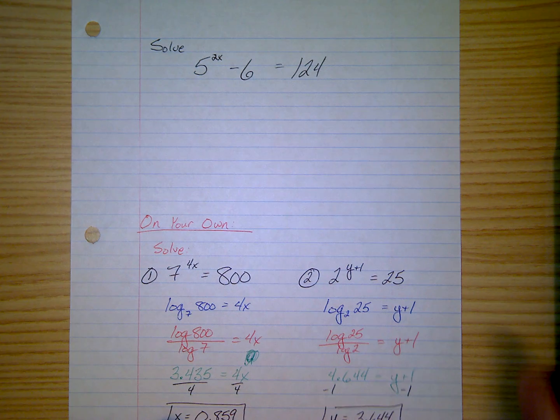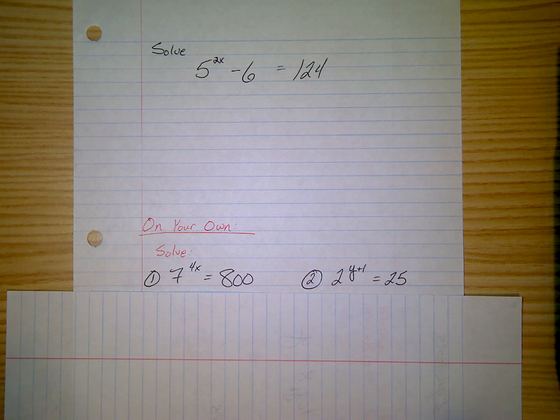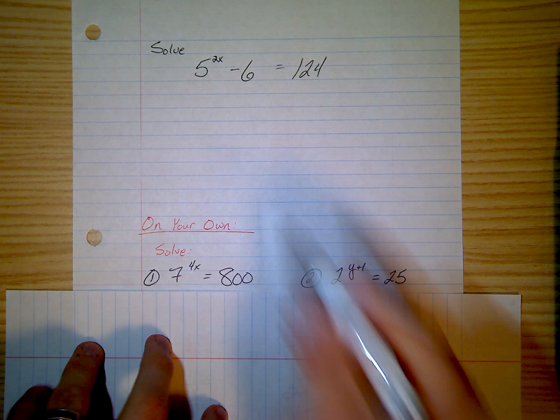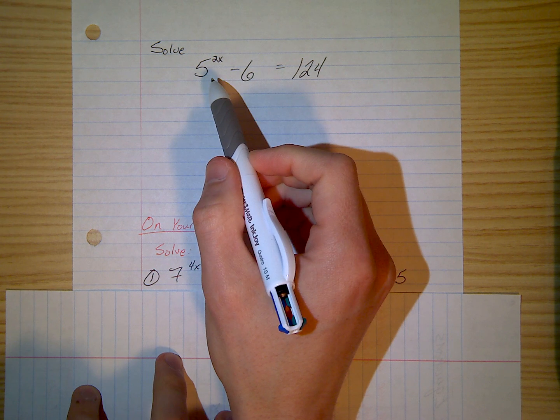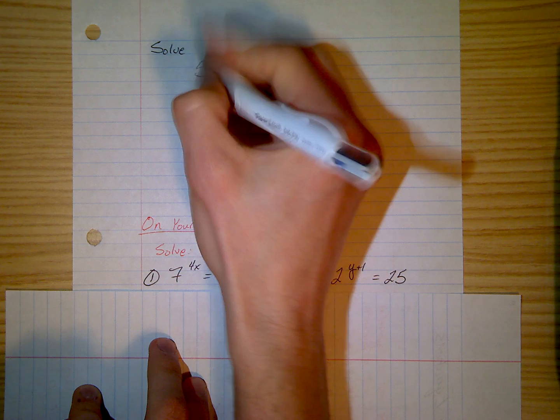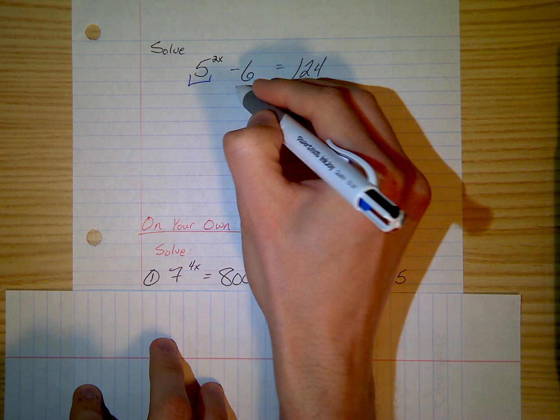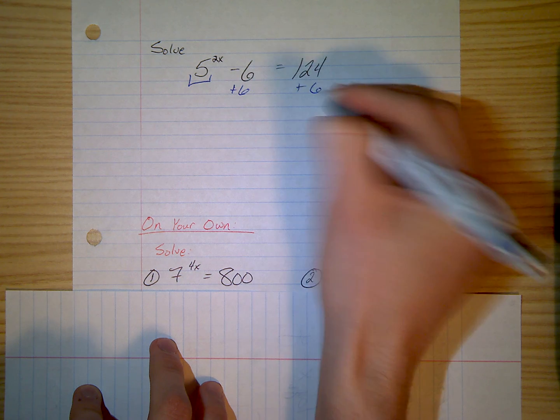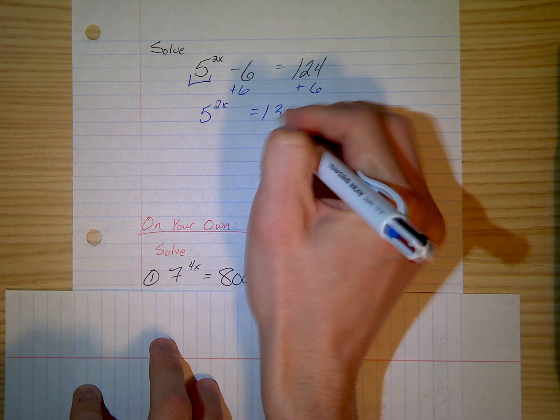Okay, I'll show you another example. In this one, we do not have the exponential by itself. We have some other things going on here. What we need to do is get the base by itself. That's the base right there, but we have this minus 6 in the way. So we're going to add this 6 over and get rid of it first. So we have 5 to the 2x power is equal to 130.